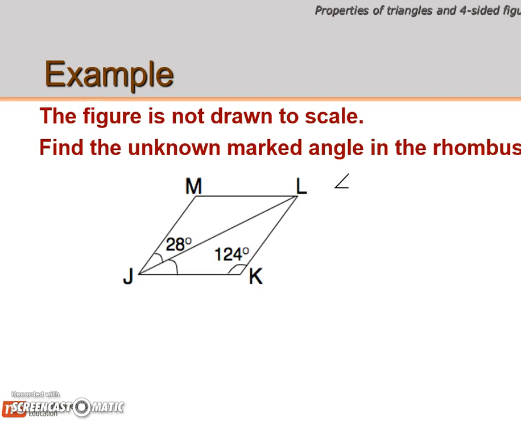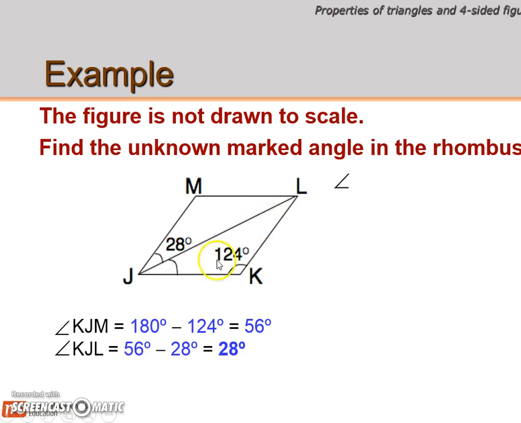Let's look at this example. Again, this is a rhombus. You know that opposite angles are the same, so you can see that this angle is 124, therefore this will be 124. What do you think this angle will be? If you apply the alternate angle, you will know that this is 28 degrees. So you take 180 minus 124 equals 56 degrees. 56 minus 28, you also get 28 degrees here.